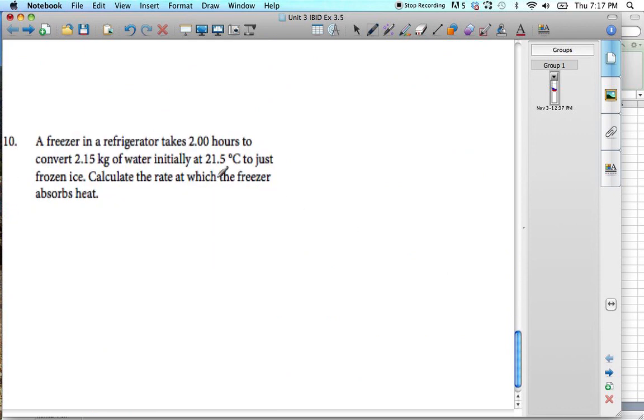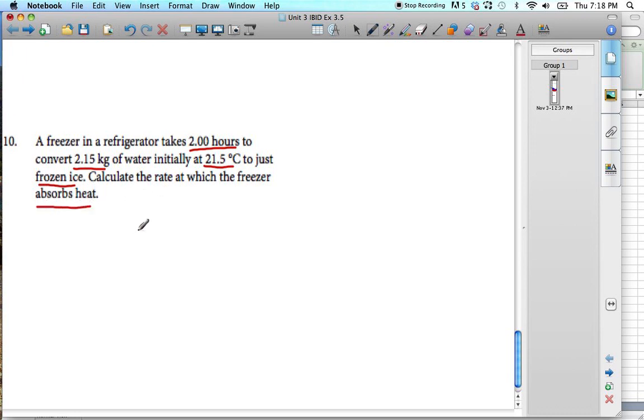Let's go on to this last question of this exercise that I asked you to do. So we have a refrigerator that takes 2 hours to convert 2.5 kilograms of water initially at 21.5 degrees Celsius to just frozen ice. So it basically freezes the water. Calculate the rate at which the freezer absorbs heat.